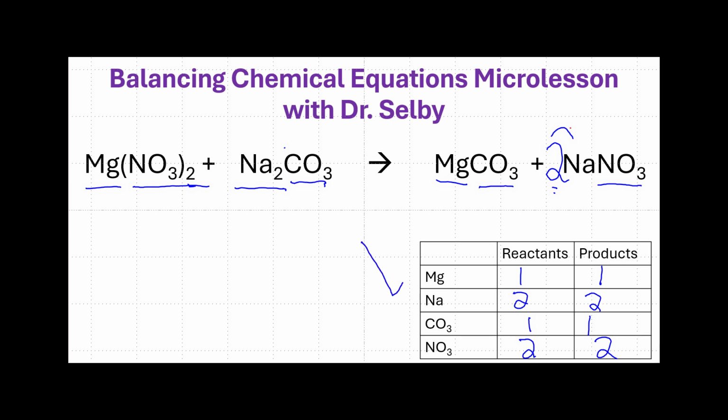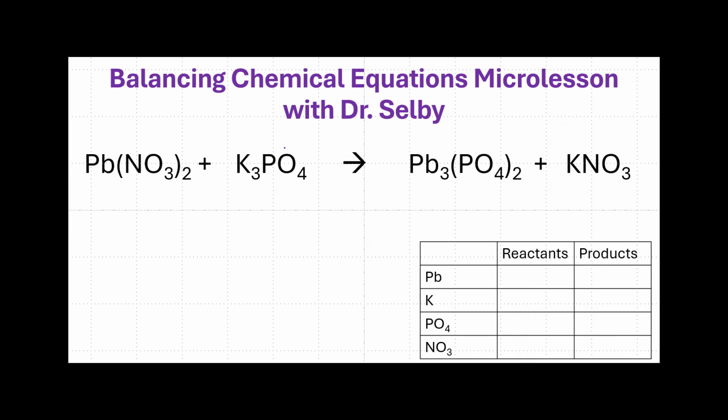Let's look at one more precipitation reaction example. In this example, it's another precipitation reaction where I'm taking an aqueous solution of lead(II) nitrate in one container, and in a different container, I have an aqueous solution of potassium phosphate. Then I'm going to mix those reactants together into the same container, and a chemical reaction will occur. Okay, so again, let's point out these polyatomic ions.